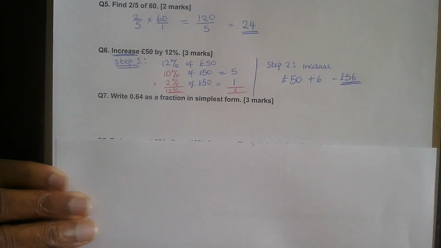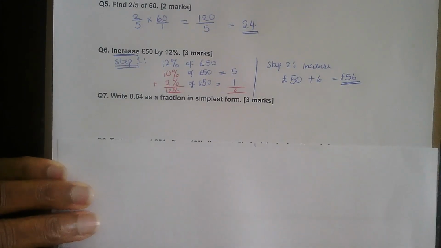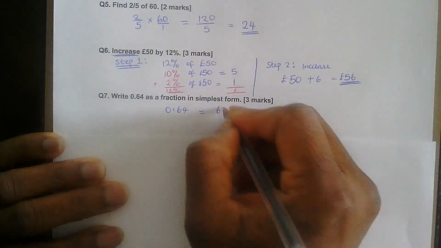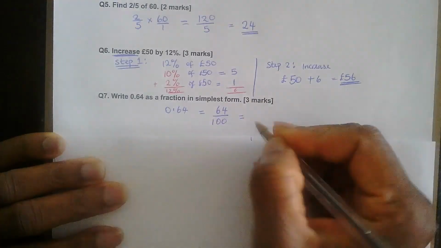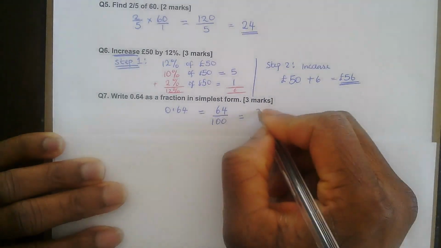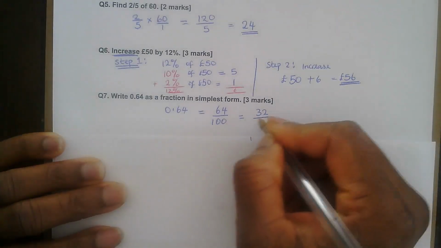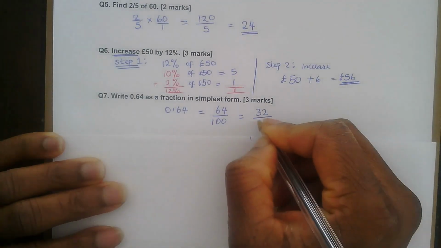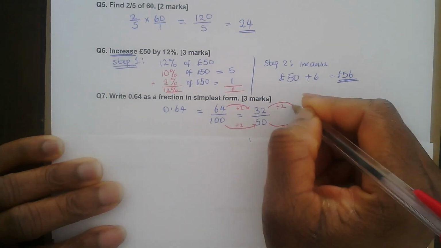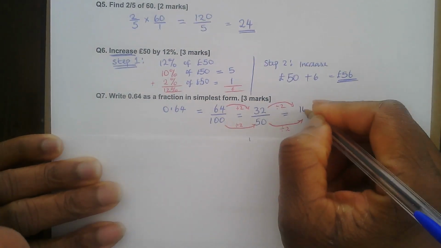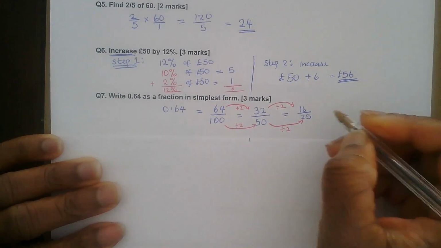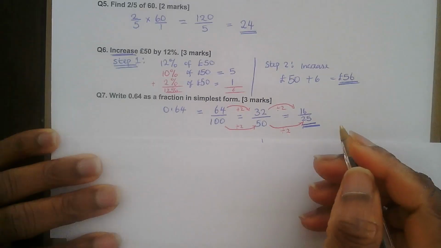Write 0.64 as a fraction in its simplest form. 0.64 is the same as 64 over 100. Simplify this: 2 goes into 64, 32 times, and 2 goes into 100, 50 times. 2 can still go in, divided by 2 here. 2 goes into 32, 16 times, and 2 goes into 50, 25 times. And that's it in the simplest form.